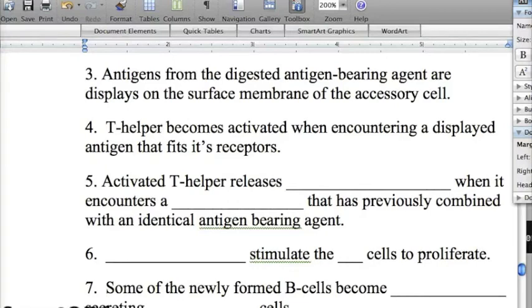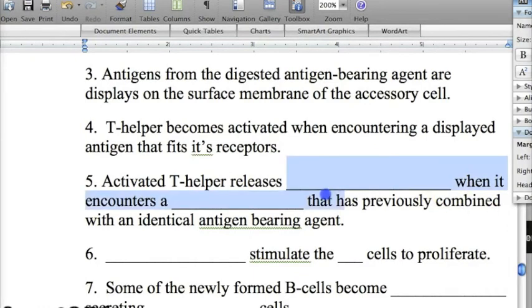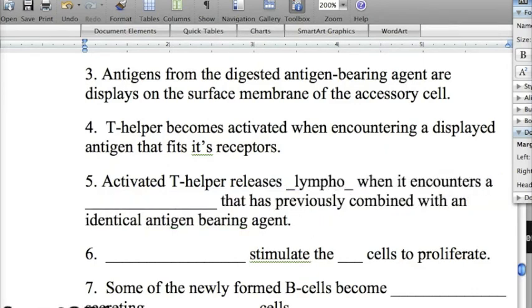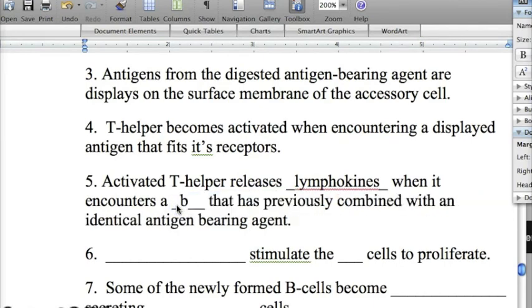But so it encounters that displayed antigen, and it then releases lymphokines. And lymphokines are just a chemical that it's going to put out when it encounters a B cell. So here's how our T cells are going to help out our B cells. That is previously combined with an identical antigen-bearing agent.